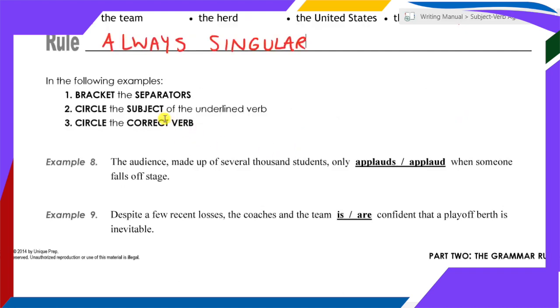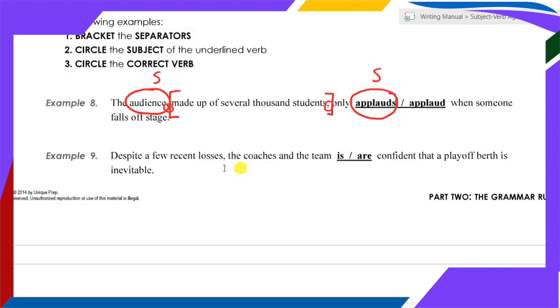Examples 8 and 9, our final two examples. You're going to bracket separators, circle subjects, circle verbs. Go ahead and do them on your own. In example 8, we have the audience. Then we have a separator, phrase between commas. The audience only, audience is a collective noun, that is our subject. We said collective nouns are singular, so we need the verb that goes along with the singular subject, which in this case is applauds. The audience only applauds when someone falls off stage. That is a really evil audience.